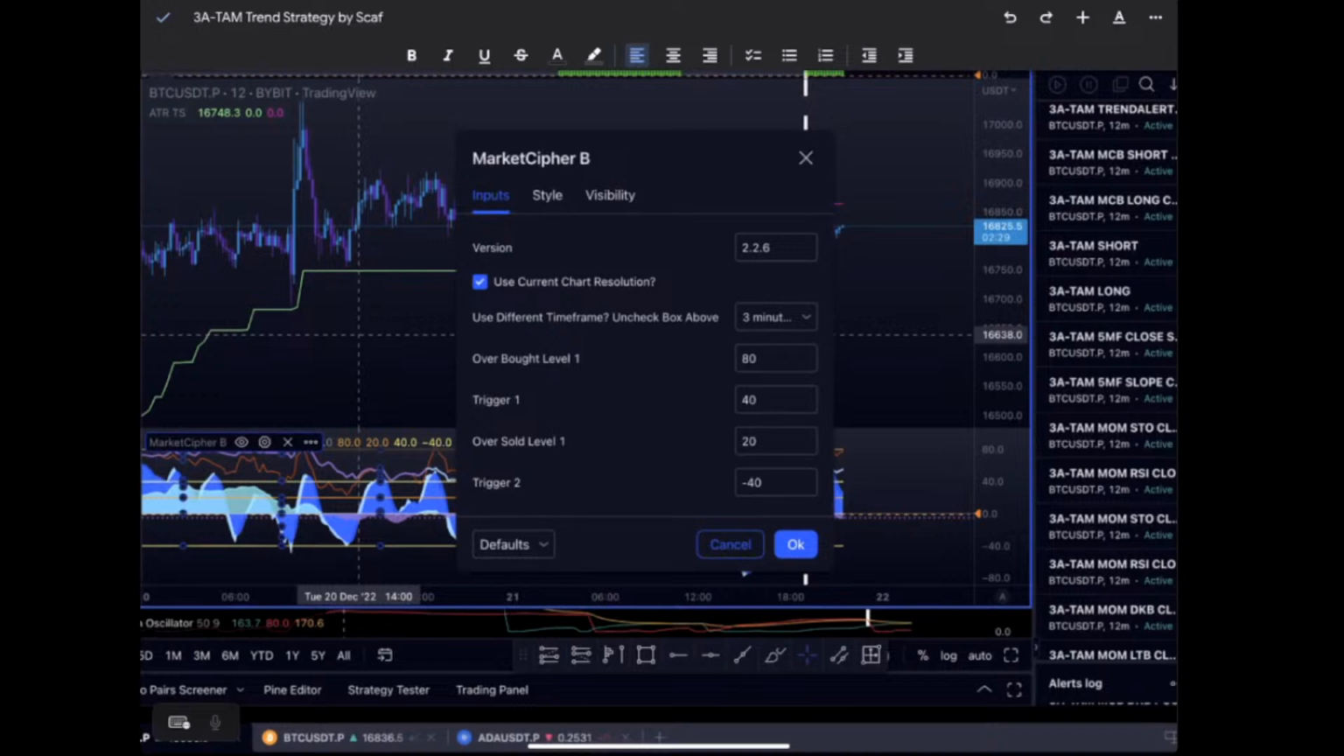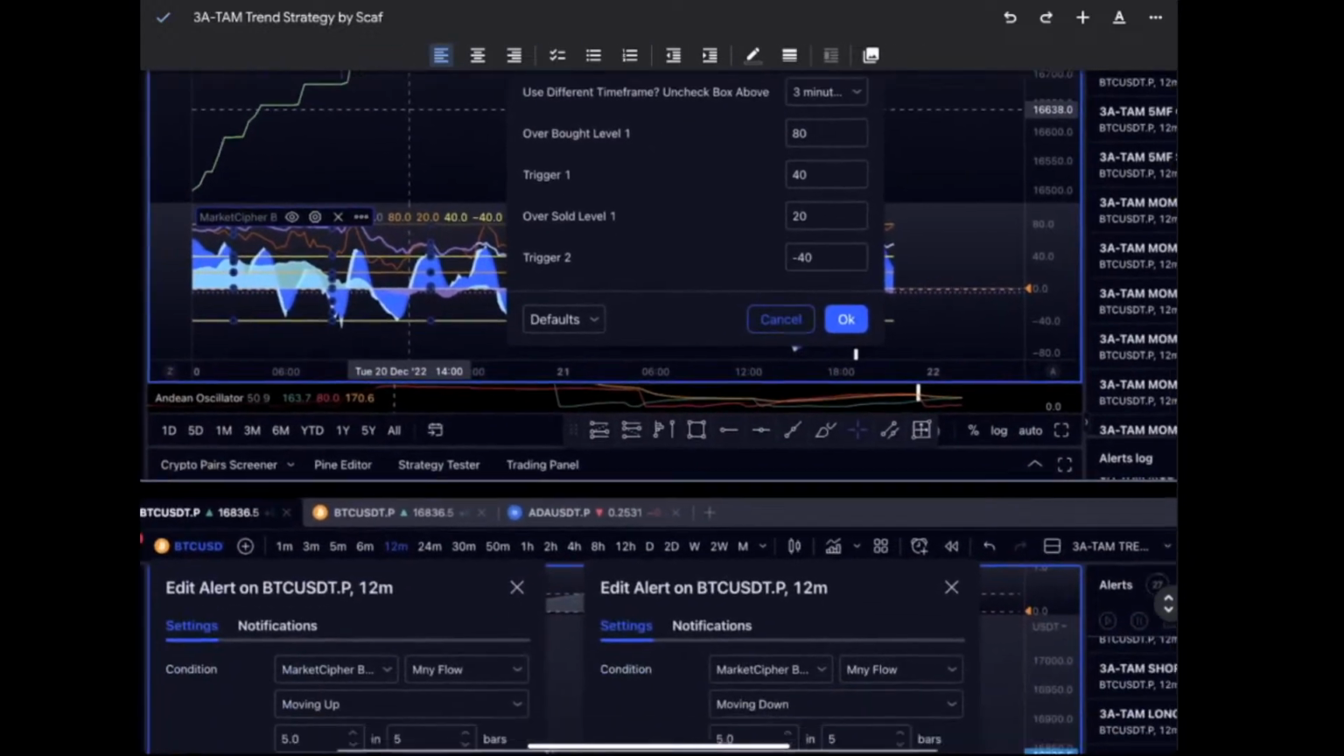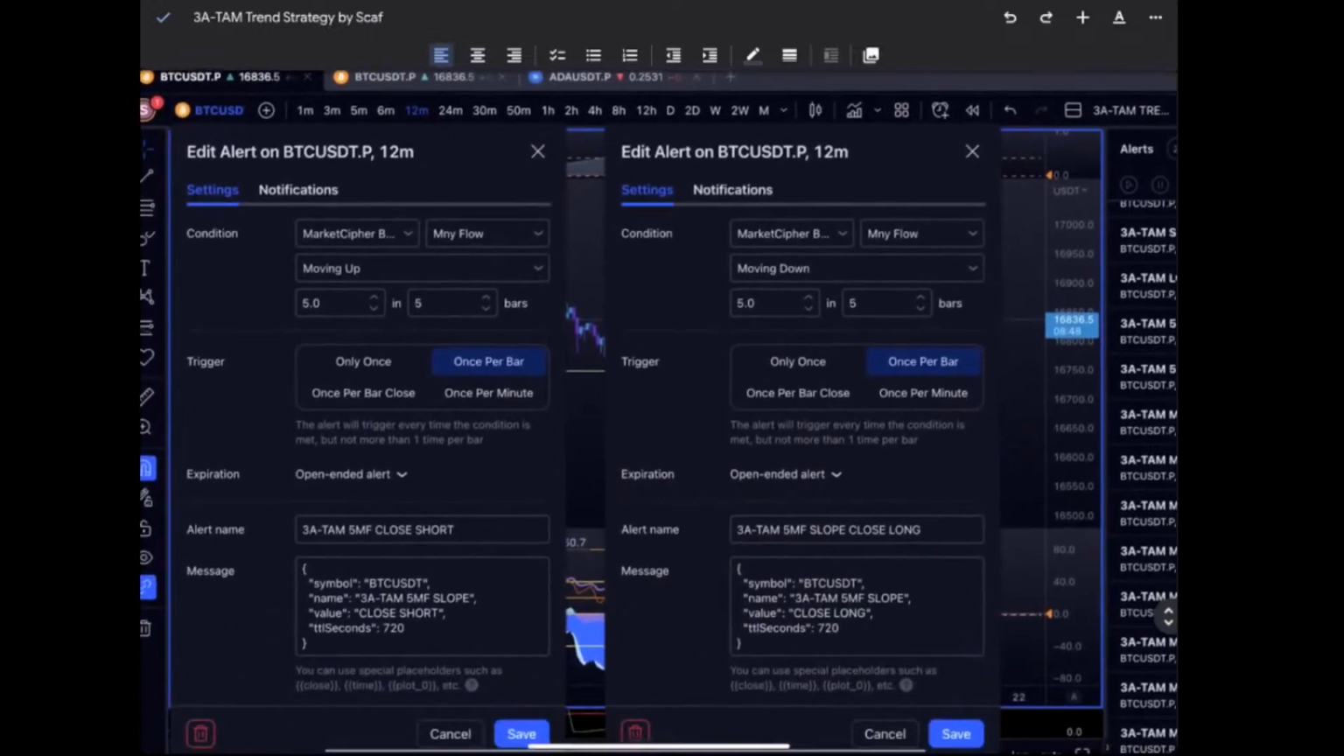The overbought, I have at 80. Oversold, I have at 20. Those are the triggers that I'm going to use to base the RSIs on. Trigger one and trigger two are what I'm going to use to base the momentum waves on. I want them either above or below -40, right? Gotcha. So now when you go, again, that's the logic.